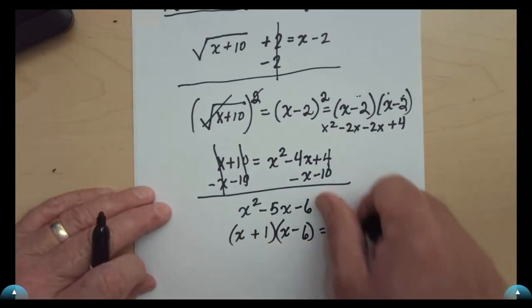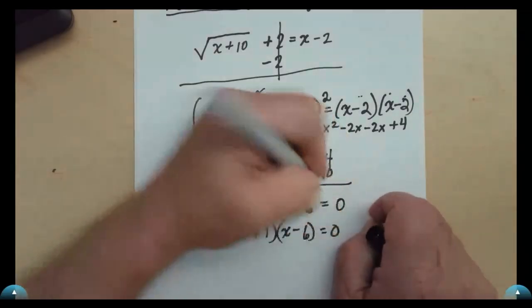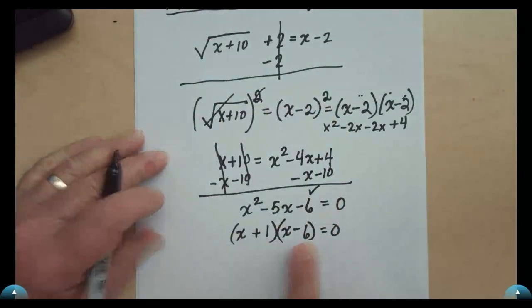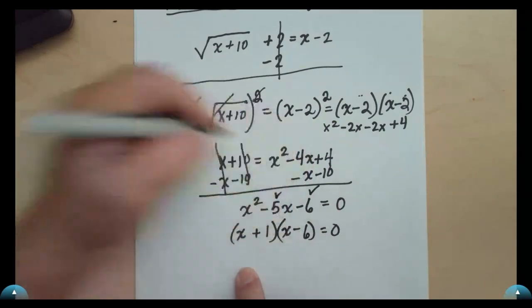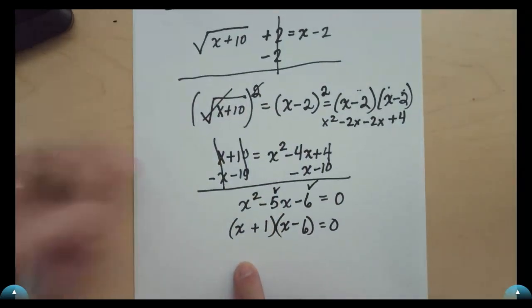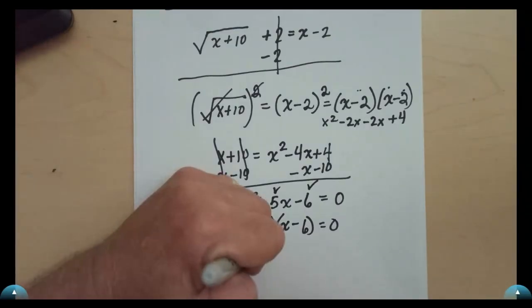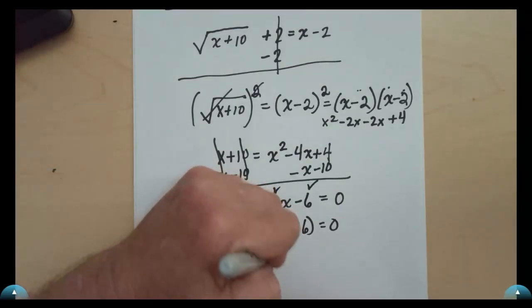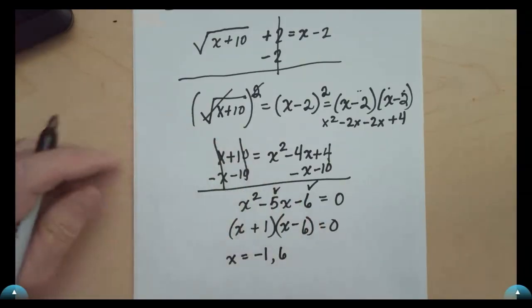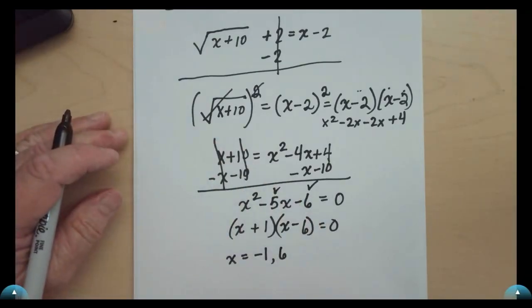Positive 1 times negative 6 is negative 6. Check. 1 plus negative 6 is negative 5. Check. That's factored correctly. Okay, then what are my two solutions? Negative 1, positive 6, right?